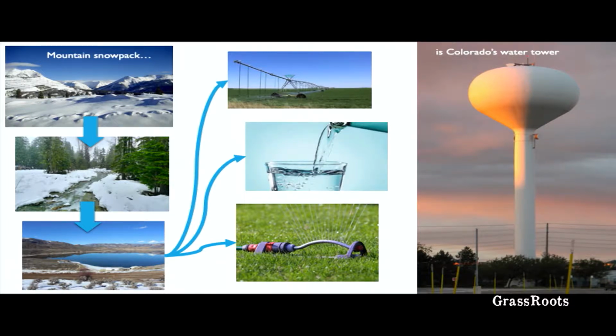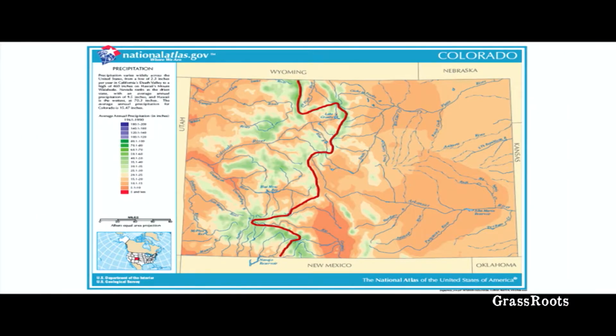Okay, so our mountain snowpack, that's our water tower, our water storage in the state of Colorado. And here's our annual precipitation in the state of Colorado. Here's the Continental Divide. We can see that the green is a greater amount of precipitation, and most of that is west of the Continental Divide. So when we talk about water in the state of Colorado, we have to talk about the Colorado River. All of the water, all of the snow, all of the rain that falls west of that red line ends up in the Colorado River Basin.